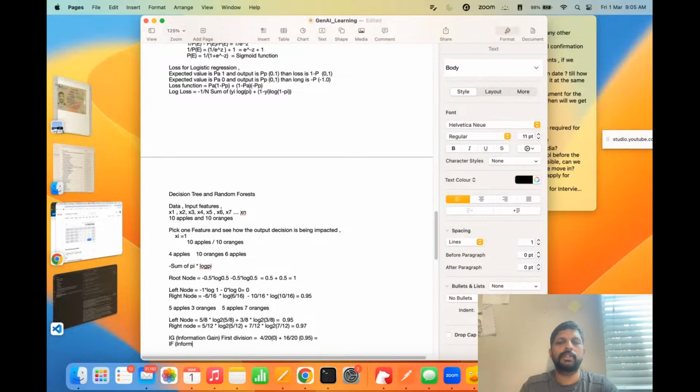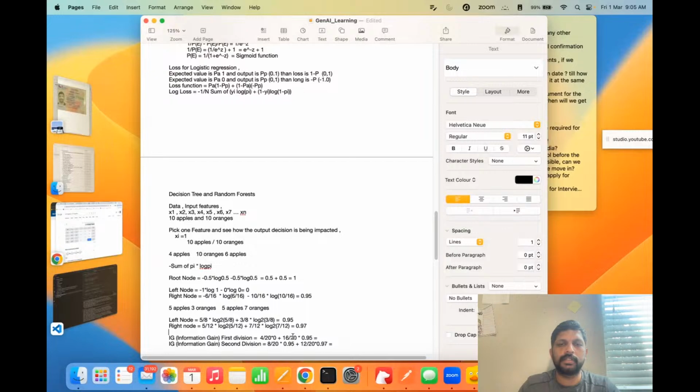The second one, information gain, second division, is equal to 8 by 20 into 0.95 plus 12 by 20 into 0.97.